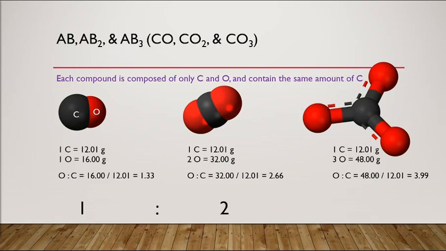I'll tell you, it is a 1 to 2 relationship. That should make sense because in carbon monoxide we have one oxygen, and in carbon dioxide we have two oxygens. Taking it one step further, what is the relationship between 1.33 and 3.99? It's a 1 to 3 ratio, which again should make sense because there's one oxygen here and three oxygens here. In these situations, you just need to understand how we're going about these things.